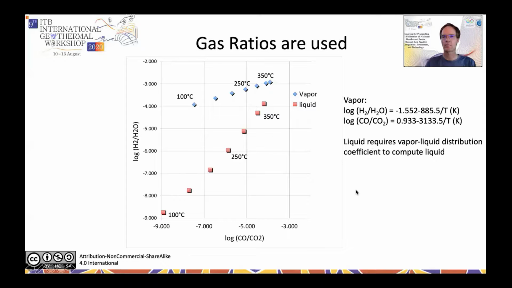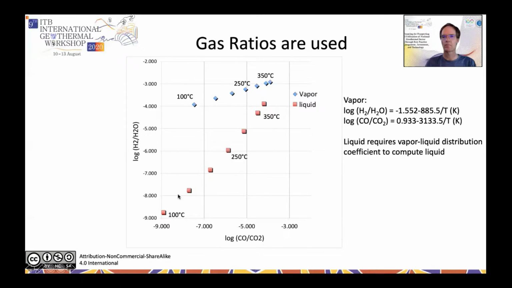Now here, I just show how you can make such a plot. What you need to do is have, for example, an equation like this that allows you to calculate the vapor log H2/H2O. It relates to temperature, here in Kelvin, which you can easily convert to degrees C. Then you can make the plot for different temperatures. Each temperature corresponds to a different hydrogen-water ratio.